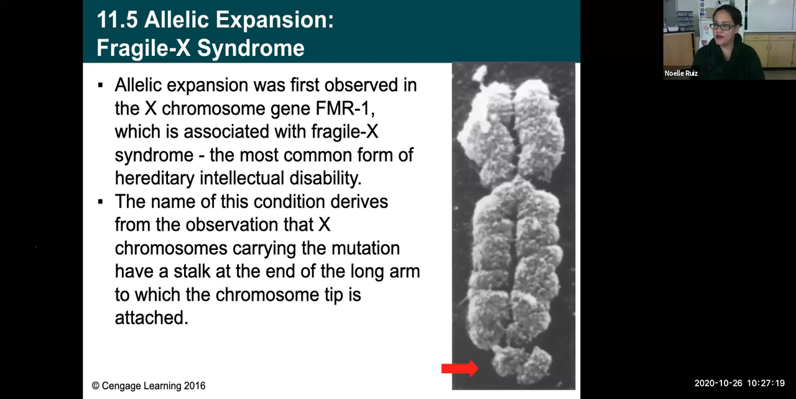Fragile X syndrome is an example of allelic expansion. It was first observed in the X chromosome gene FMR1, which is associated with Fragile X syndrome, the most common form of hereditary intellectual disability. The name of this condition derives from the observation that the X chromosome carrying the mutation has a stalk at the end of the long arm to which the chromosome tip is attached. So you can see in the picture, there's an X chromosome, and at the bottom, there's some extra stuff that shouldn't be there. That's a group of trinucleotide repeats that expanded the alleles and caused intellectual disabilities.